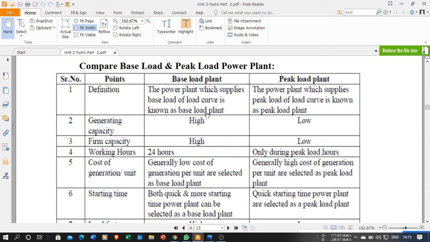Okay, the power plant which supplies the base load of the load curve is called the base load plant, which means it is continuously running. Base load means what? The load which will remain in the system for 24 hours. Continuously for 24 hours is called the base load.